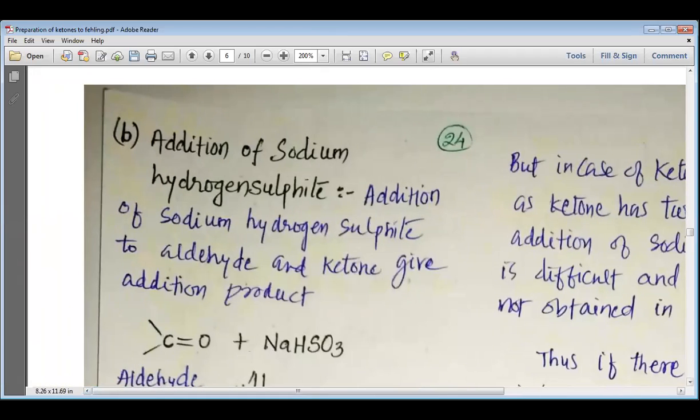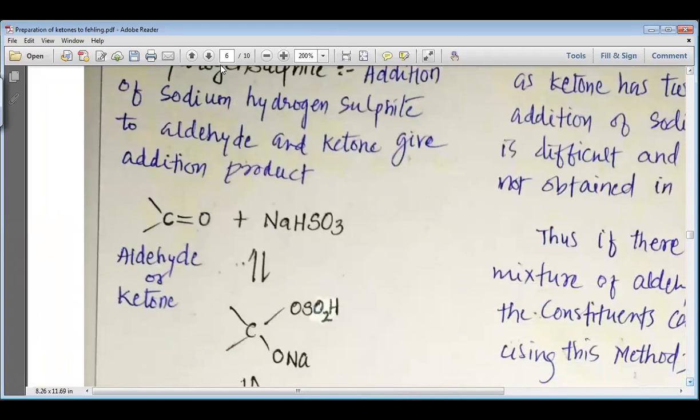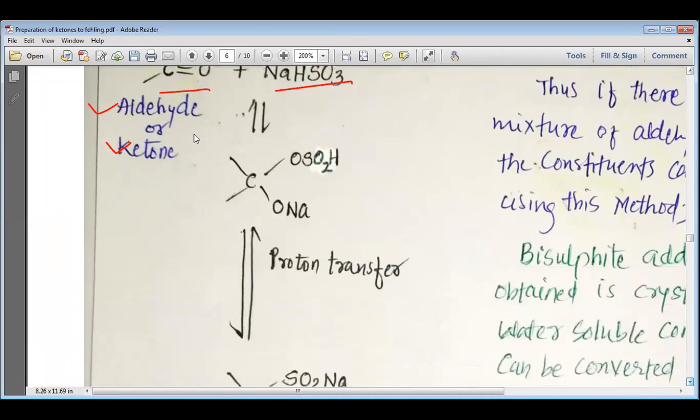Addition of sodium hydrogen sulfite to aldehyde and ketone gives an addition product. You can see this carbonyl group, which may be an aldehyde or a ketone. It reacts with sodium hydrogen sulfite and it gives us the addition product. So first we get such an intermediate. O is bonded with Na and the other carbon bond goes with the OSO2H. That is nothing but your SO3H.